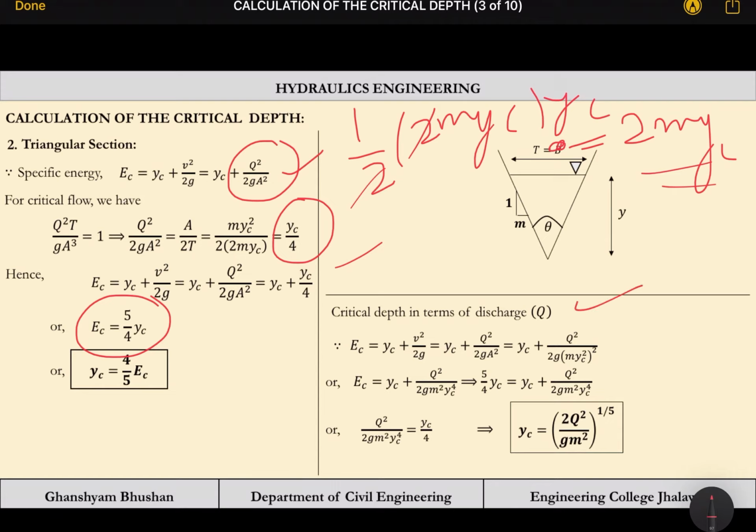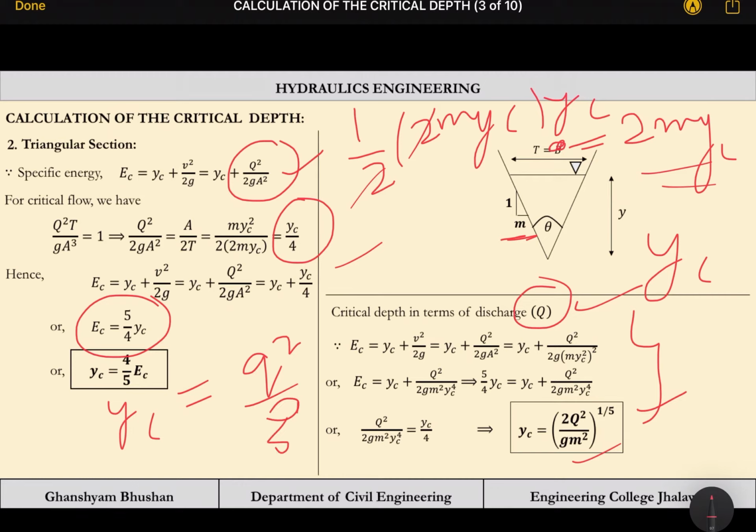Now here there is no concept of width in the triangular section. So we will be calculating yc in terms of q only. If discharge is given and m is the side slope, after all the calculation yc is nothing but 2q square by g m square raised to power 1 by 5. And for rectangular, yc is equal to q square by g raised to power 1 by 3. So these are very very important equations.